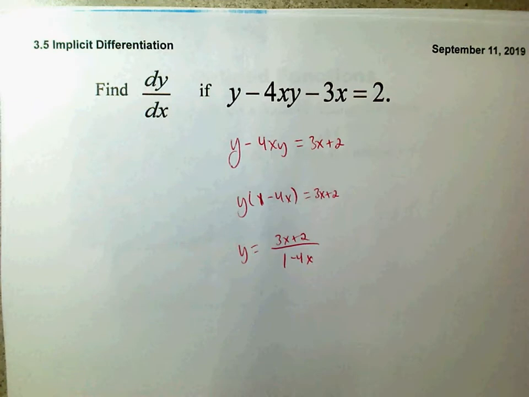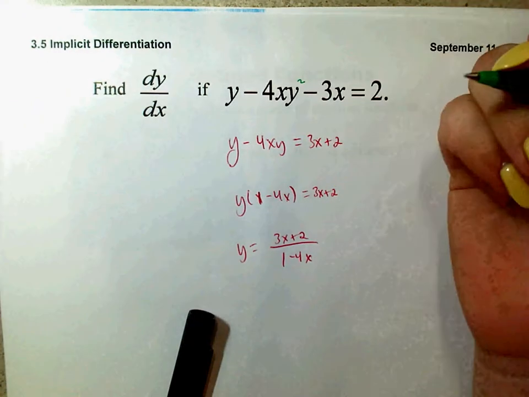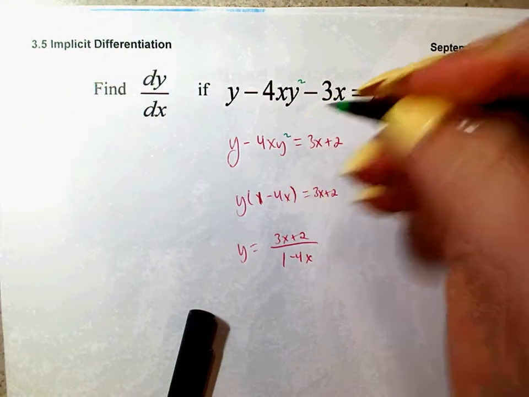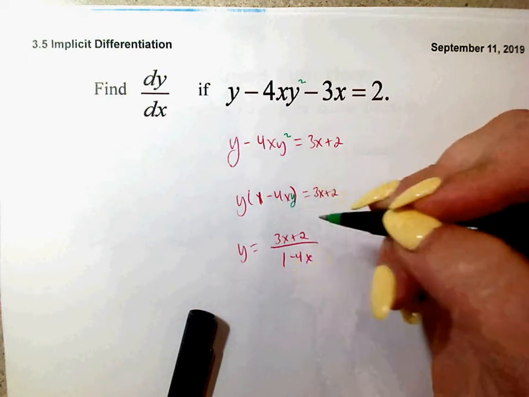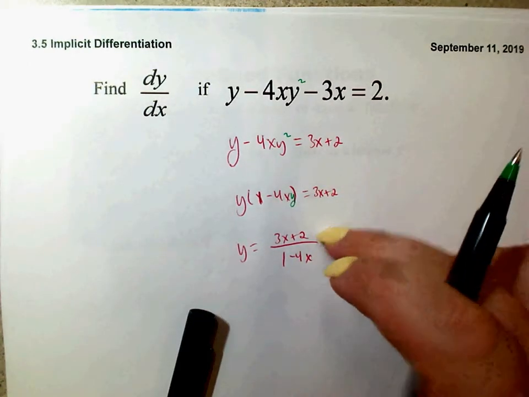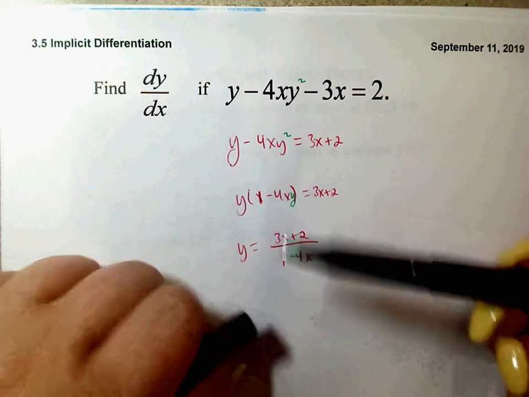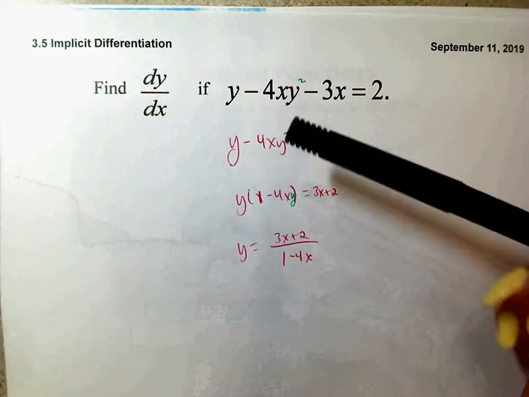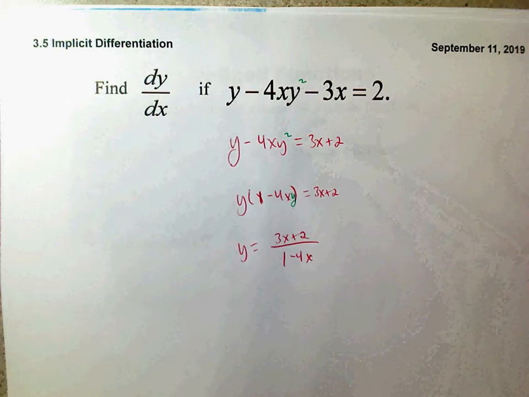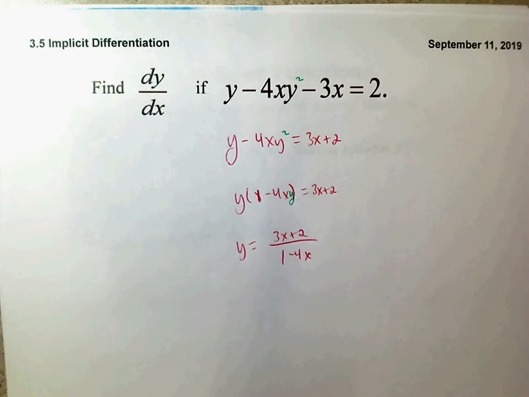But the problem is, what if that was a y squared? So if this was y squared, and I factored out the y, I would still have a y in it, and I could not solve for y. Literally could not. So you have to have an ability to be able to differentiate even when you can't solve for the variable y, because not everything is explicit.